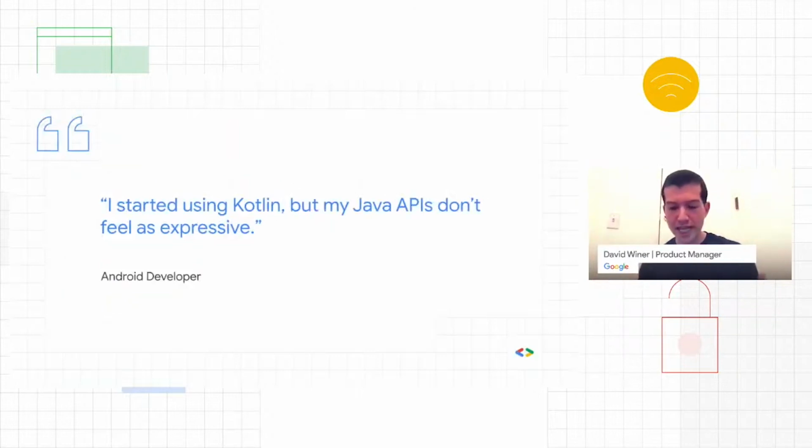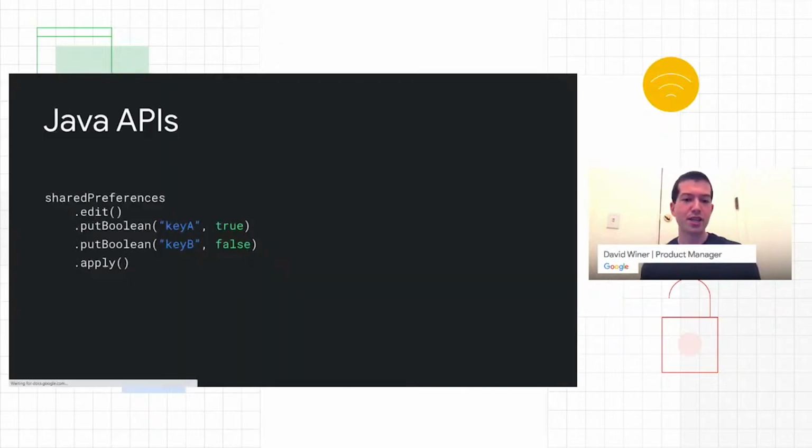So as we started looking at these libraries, we realized that they were written originally in the Java programming language. But we introduced support for Kotlin in 2017, and we really wanted to make them easier to use from Kotlin. And this is something we heard over and over again from developers: I started using Kotlin, but my Java programming language APIs, like Jetpack, don't feel as expressive.